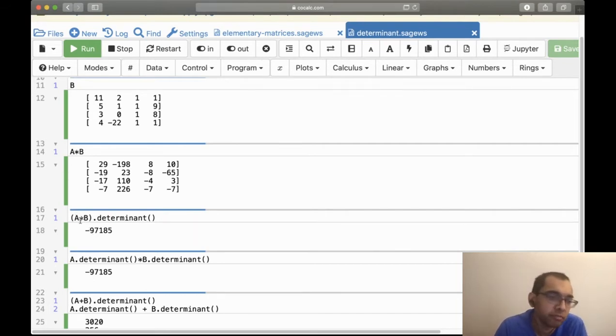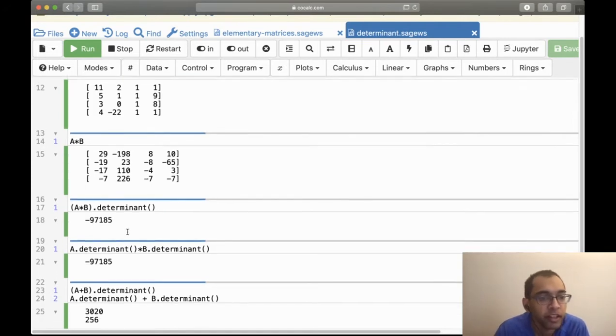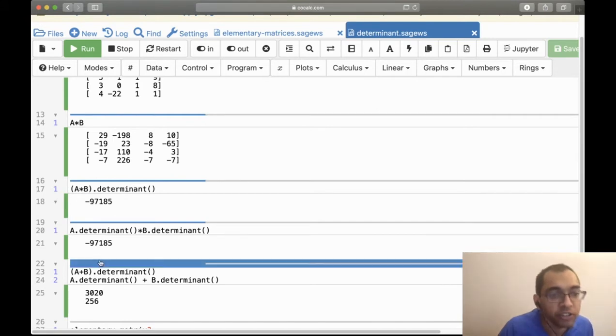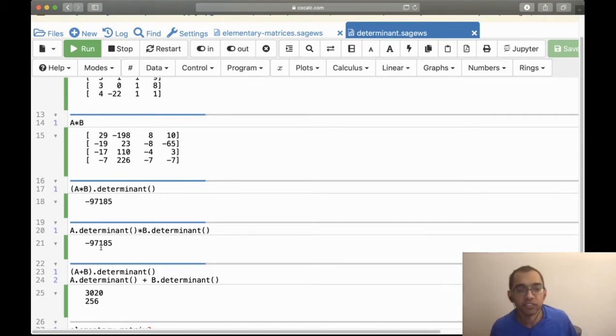And so okay, this product here has some huge determinant, and then I take the determinant of A and the determinant of B and multiply them, and I get the same answer. So this is illustrating this theorem that the determinant of A times B is equal to the determinant of A times the determinant of B. And again, when you run this program yourself, you'll get different values for these determinants because your matrices will be different.